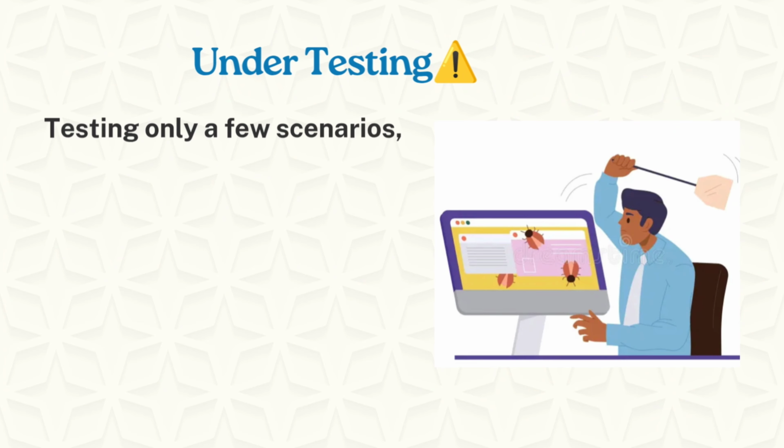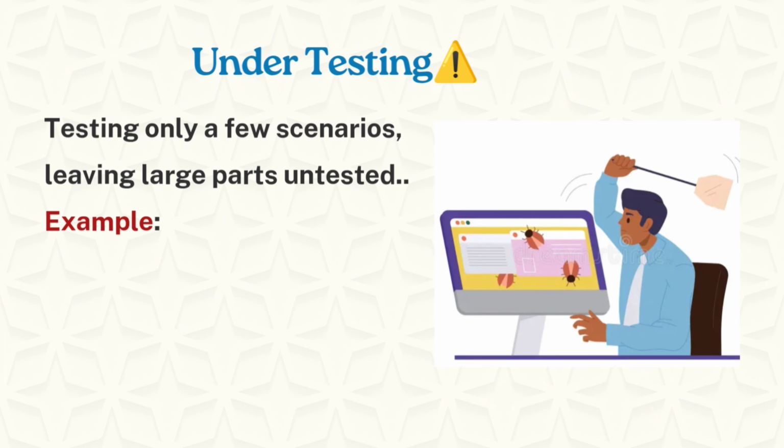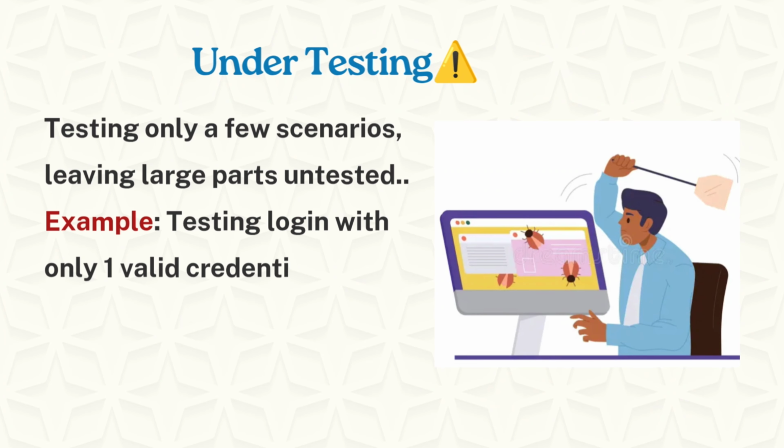Under-testing happens when we check only limited inputs or flows. A lot of defects stay hidden, making the software risky. Example: testing login with only one valid credential and ignoring invalid cases.